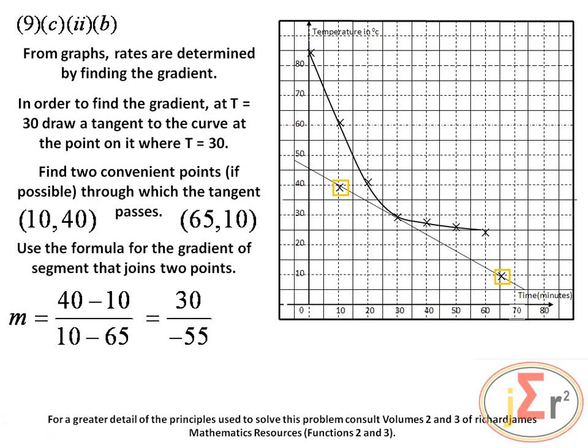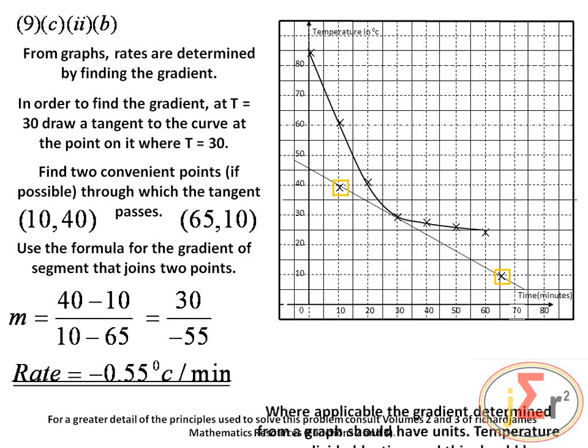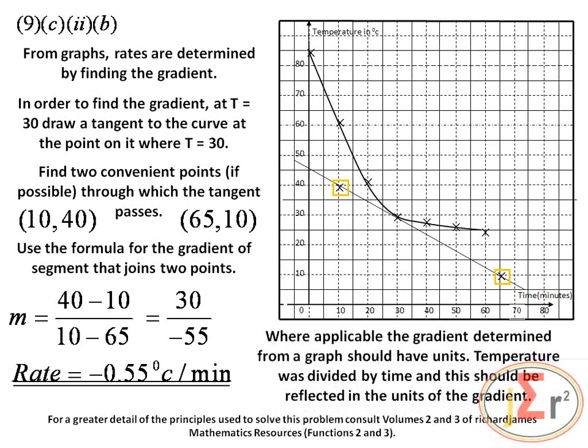Simplification gives the rate is equal to negative 0.55 degrees Celsius per minute, and the gradient has units. Where applicable, the gradient determined from a graph should have units. Temperature was divided by time, and this should be reflected in the units of the gradient. So temperature divided by time. So we have degrees Celsius per minute.